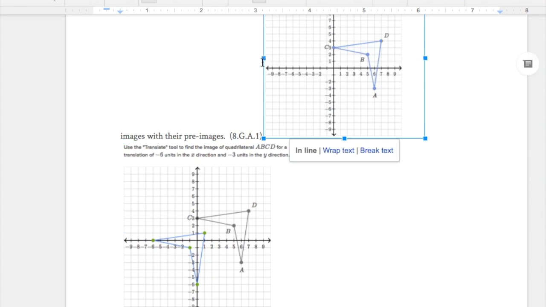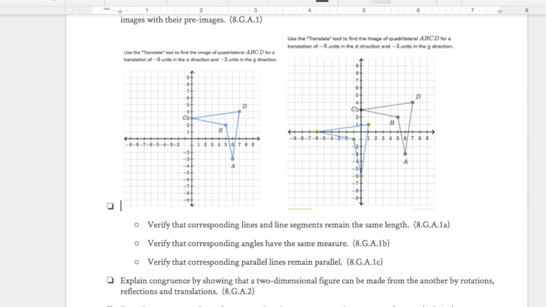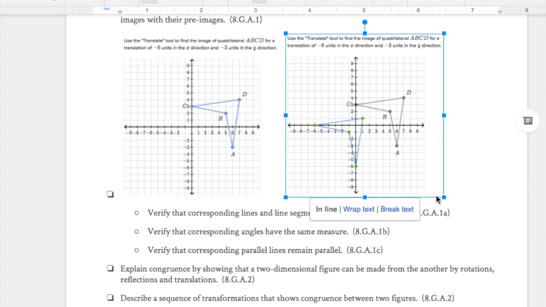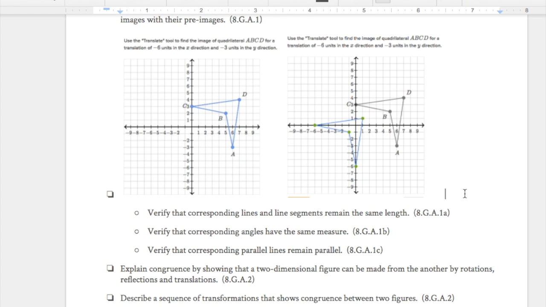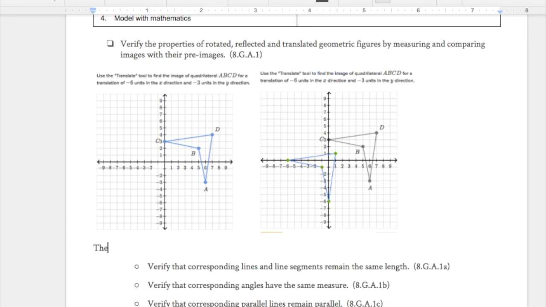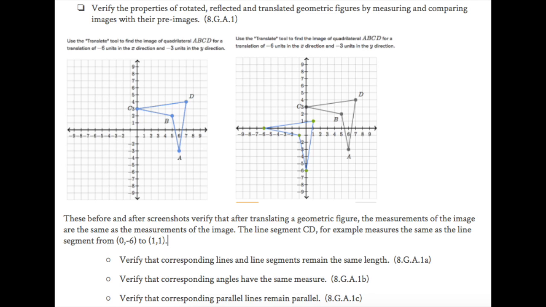Now, as I said, in your resource guide, you'll find multiple different resources that you can use to practice your skills on each of these topics. In particular, I'm just using this Khan Academy skill because I understand that line segments are taken to line segments and angles are taken to angles when I translate them, rotate them, or reflect them. In this case, I'm just doing translations. And I'm going to write a short explanation that the before and after screenshots verify that after translating a geometric figure, the measurements of the image are the same as the measurements of the pre-image. The line segment CD, for example, measures the same as the line segments from 0,6 to 1,1.